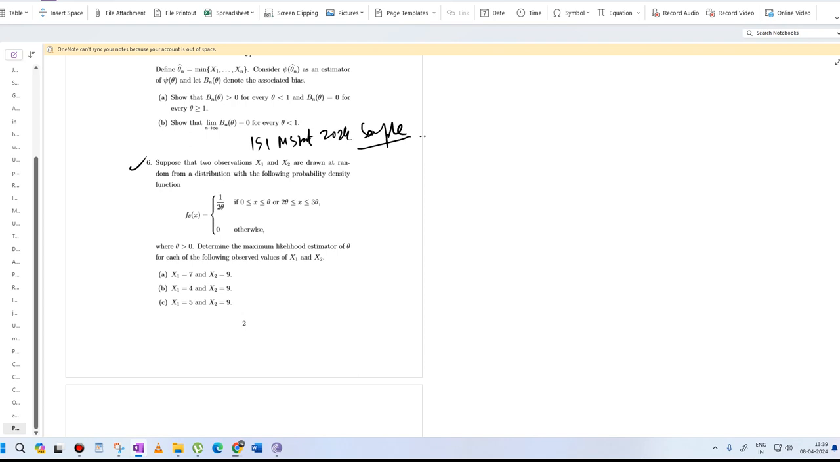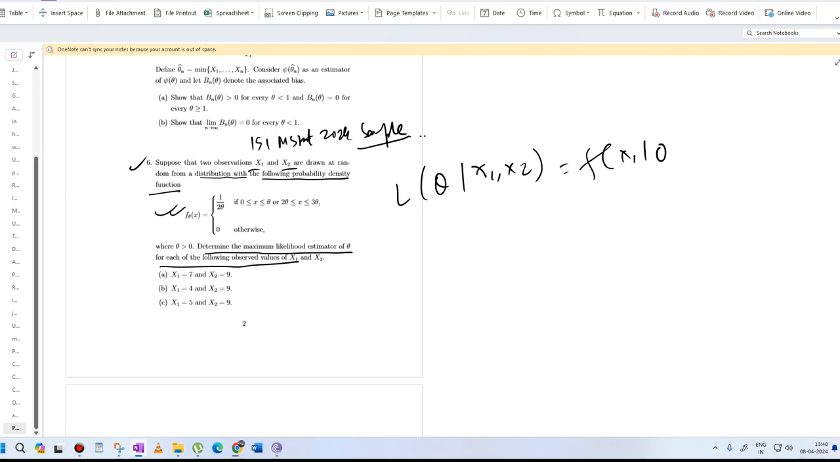Okay, subjective 1. Suppose that two observations x1 and x2 are drawn at random from the distribution with the following probability density function, and determine the maximum likelihood estimator of theta in each of the following cases. To determine the MLE, we need to find the theta that maximizes the likelihood function, so the likelihood function will be L of theta given x1, x2 is f of x1 given theta times f of x2 given theta. Here f of x given theta is the probability density function of this given structure.